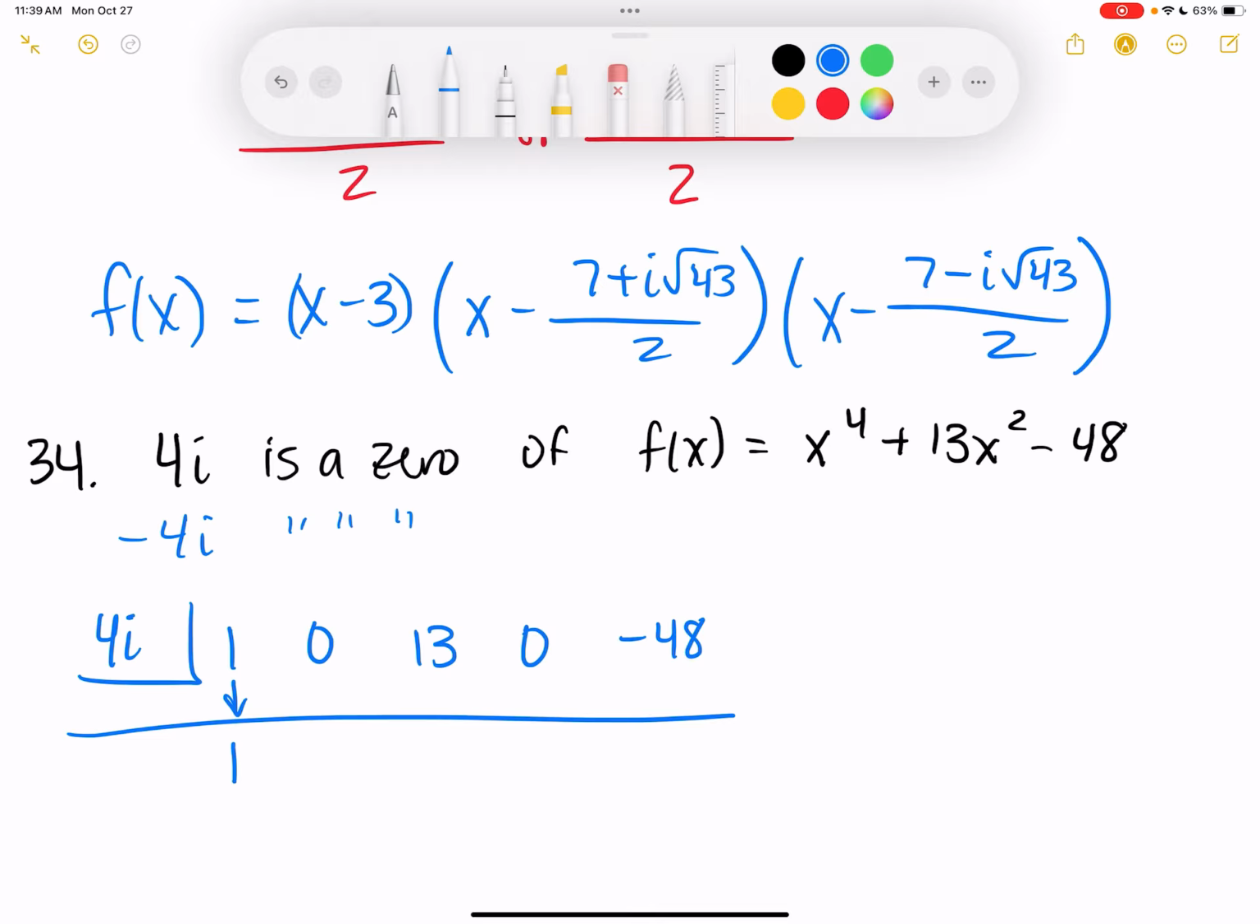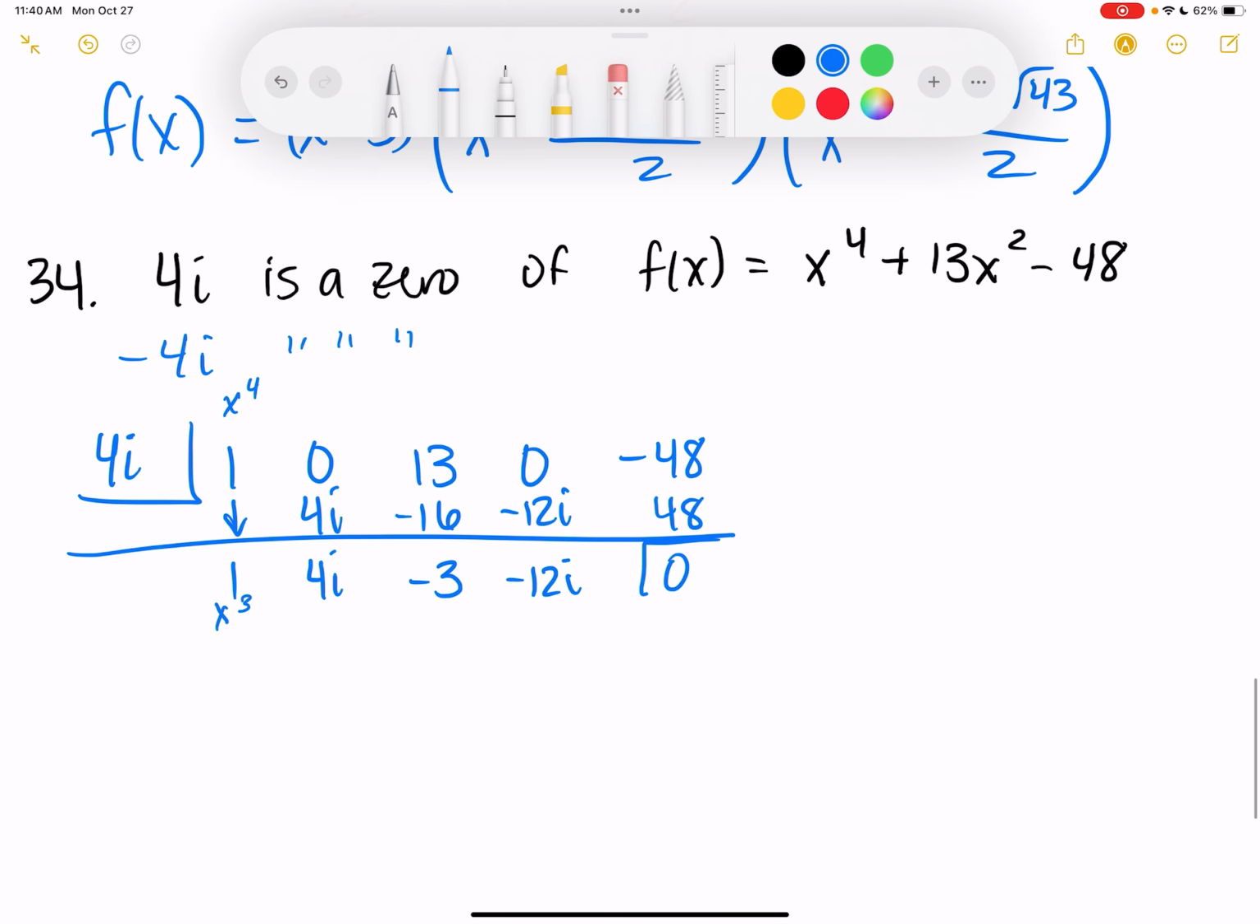Bring down the 1 times 4i is 4i, plus 0 is 4i. 4i times 4i is 16i squared, or we can just write minus 16. And then plus 13 is negative 3, times 4i is negative 12i. So that's negative 12i times 4i. So that's negative 48i squared, but that would become plus 48. So 48 minus 48 is 0. Now, this was x to the 4th. Obviously, this is now x cubed. I don't have to do anything other than keep going with synthetic.